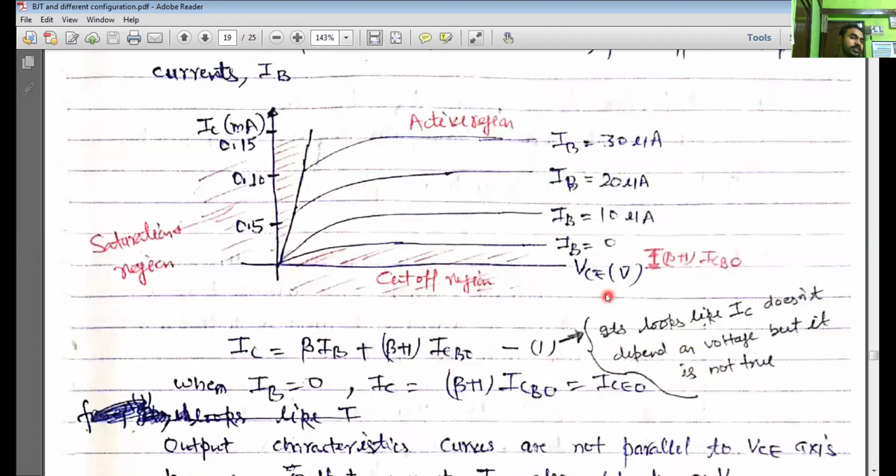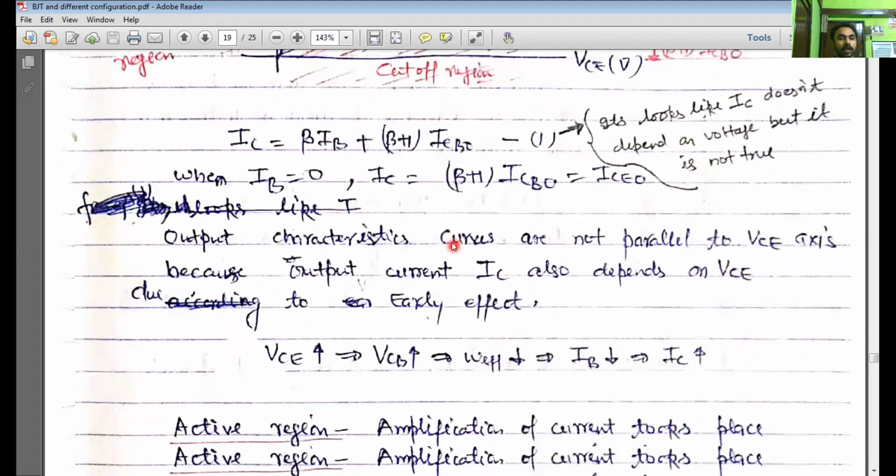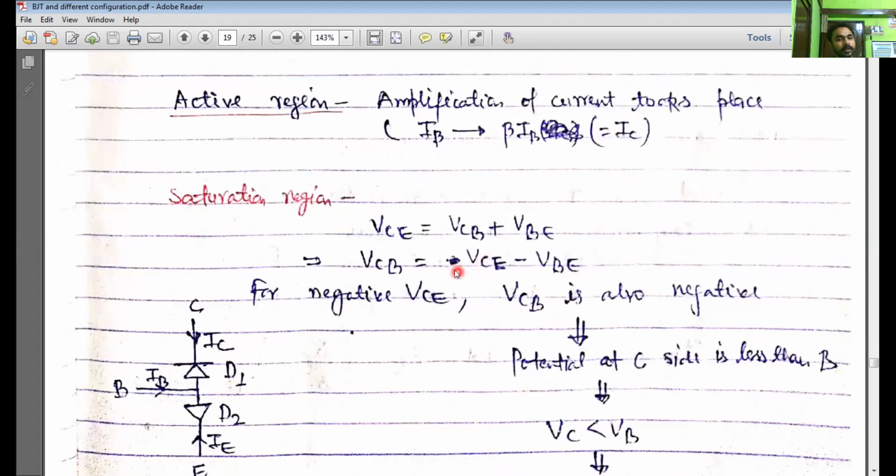Now see that if you go to this side, where your cutoff is, your VCE is negative, because this is a positive VCE and this is a negative VCE. So now this VCE becomes negative, and negative minus negative, so your VCB is also negative. When you say VCB is negative, what is the meaning of this? It means the potential at the C side is less than B.